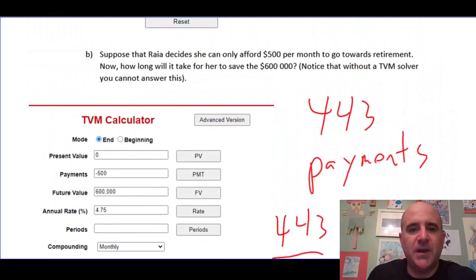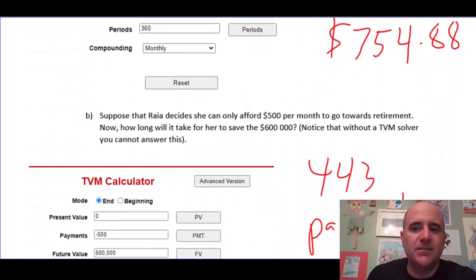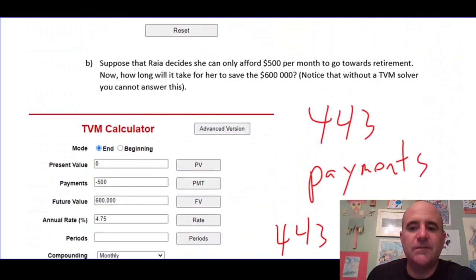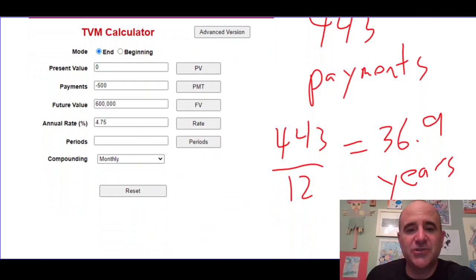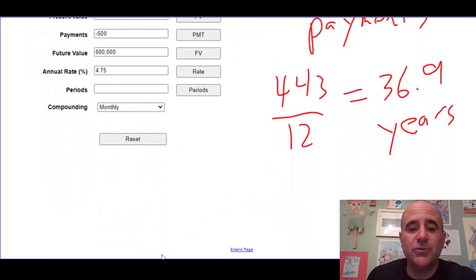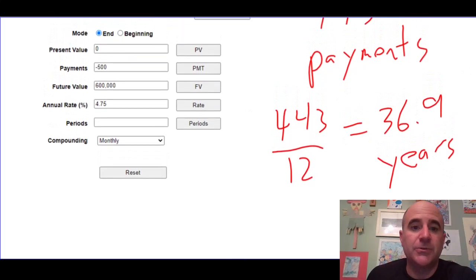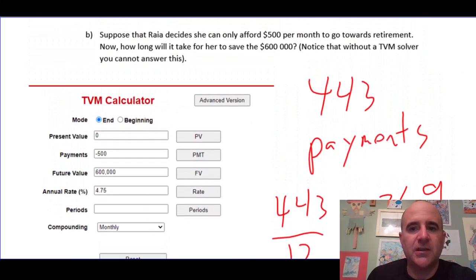So you can see the benefit of $500 a month compared to 754. That's 7 years more to reach your goal. So it makes a big, big difference. And we'll talk about some of those differences later on. We'll look at how some of the numbers work out for retirements and mortgages and all that kind of stuff.